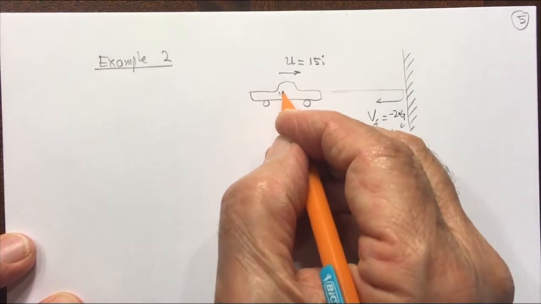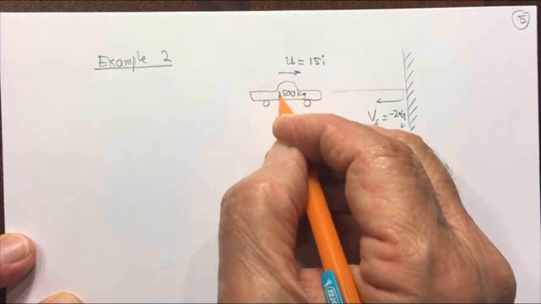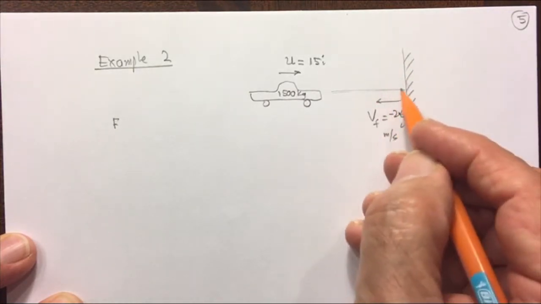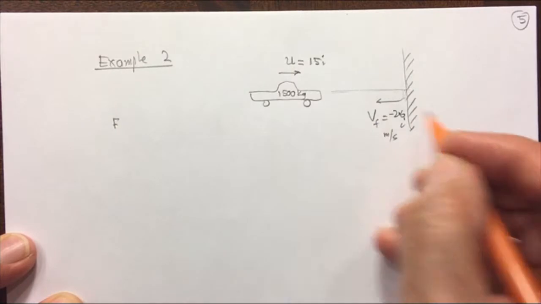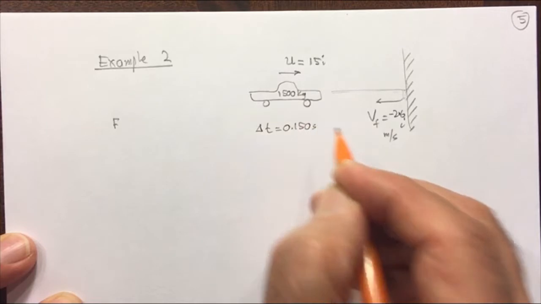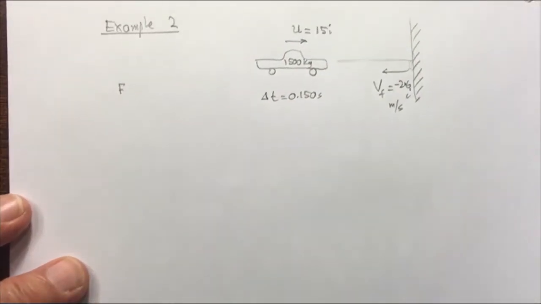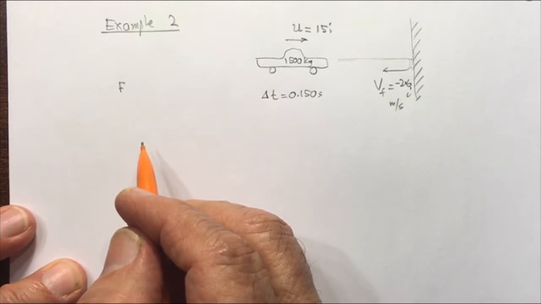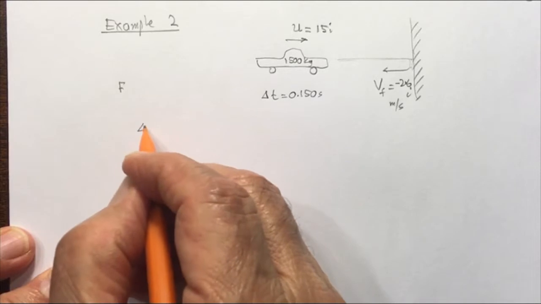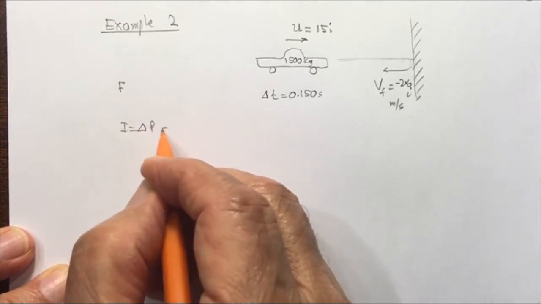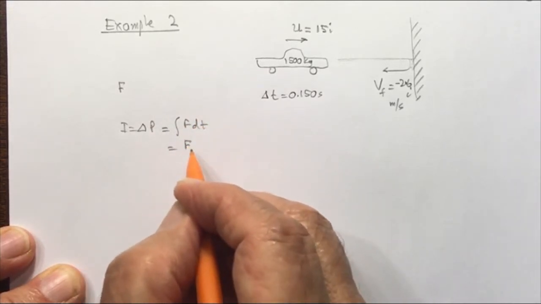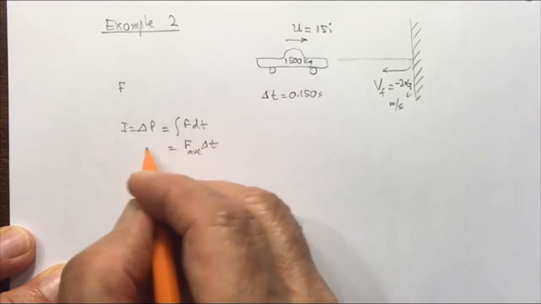The mass of the car is 1500 kilograms, and we want to find the force that the wall exerted on the car during this time, and the time we say is 0.150 seconds. So 150 milliseconds or 0.15 seconds. Now we want to find the force. So we say that the impulse equals delta P equals the integral of F dt, which we say is F average delta t.